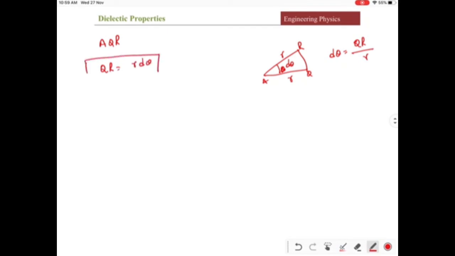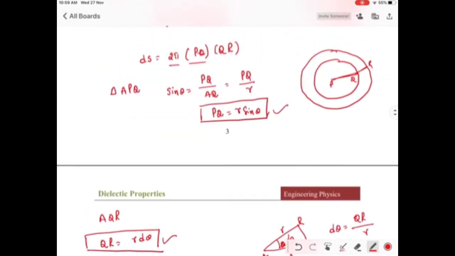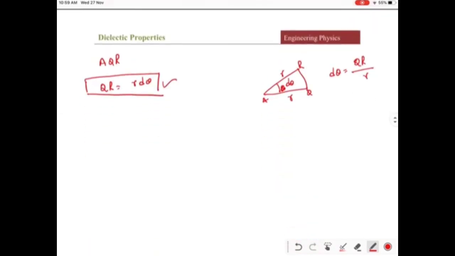So now we derived these two values, one is the QR value and the other is the PQ value. Substitute these two values in dS. So we will get dS is equal to 2 pi into the PQ value, which is R sin theta, and the QR value, which is R d theta. So the value of dS is equal to 2 pi R square sin theta d theta.